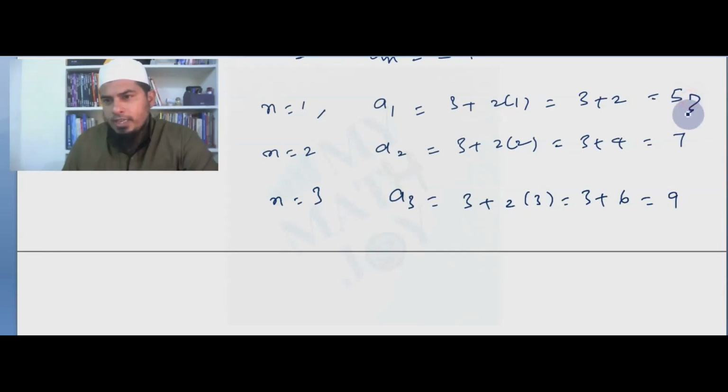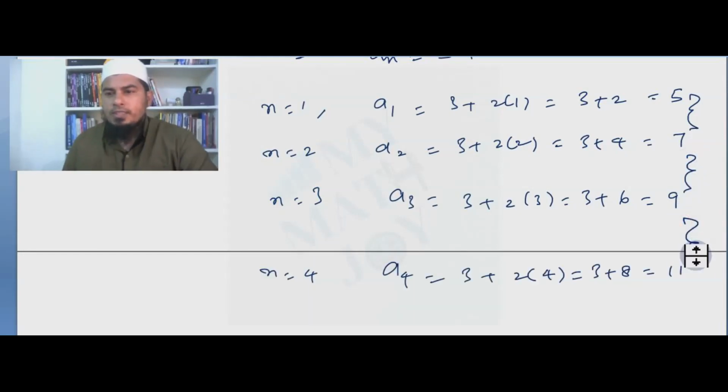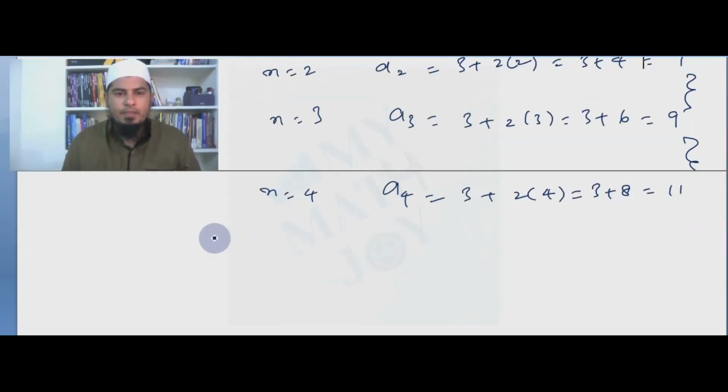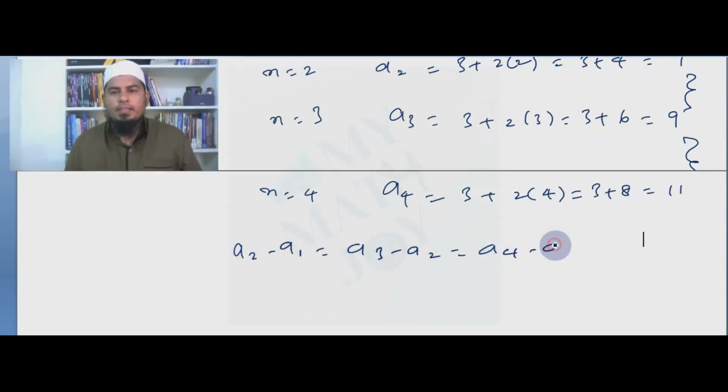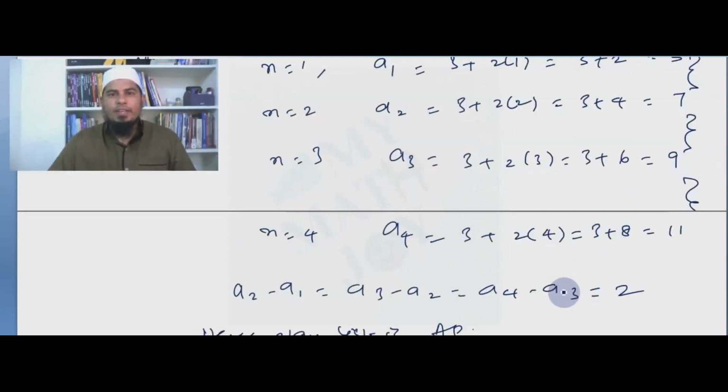And if you see here, we have added 2 here, we have added 2 here. Similarly, one more we'll check. a4 is equal to 3 plus 2 times 4, we get 3 plus 8 equals 11. 2 is added, 2 is added. Yes, it is in AP. How? a2 minus a1 is equal to a3 minus a2 is equal to a4 minus a3 is equal to 2 everywhere. Hence, the above list is AP. So when it is AP, we can use our formulas, nth term formula, Sn formula. Otherwise, we cannot use any formulas.